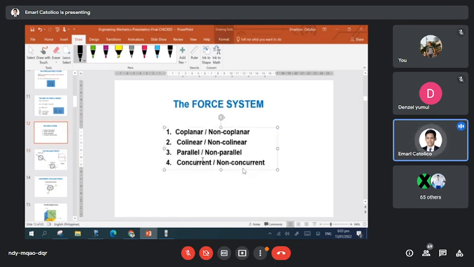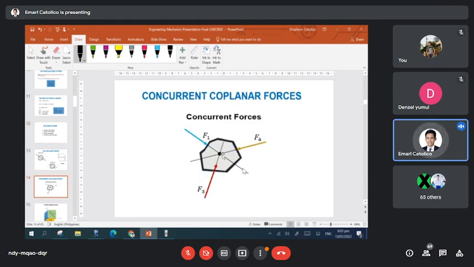Then, last is concurrent and non-concurrent. Pag sinabing concurrent, these are forces that meet at a common point. Ito yung common point, yung kulay pula. So all forces will meet at a common point. Meron tayong force 1, force 3, and force 4. Ang tawag dyan is concurrent forces. Kapag non-concurrent, hindi sila tatama sa isang point.